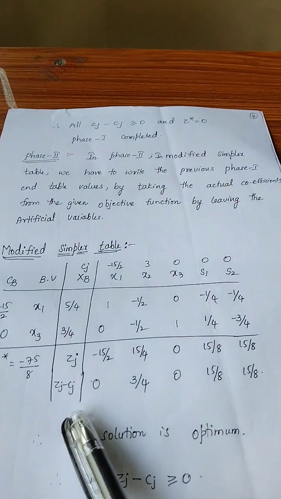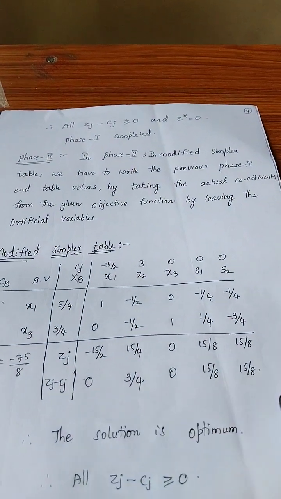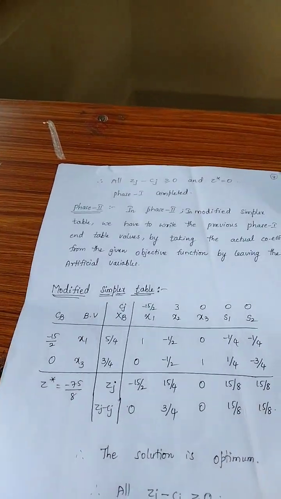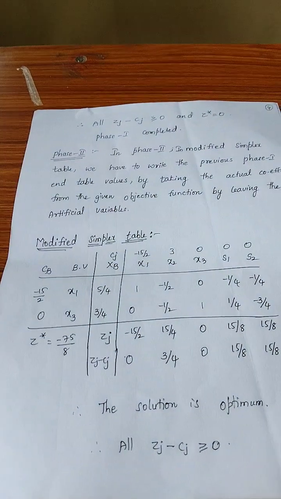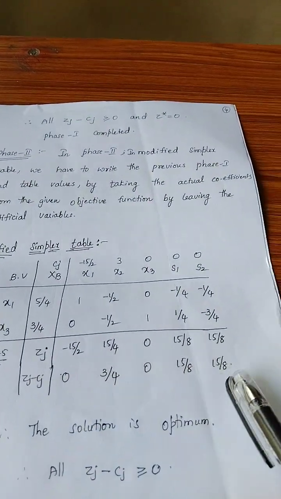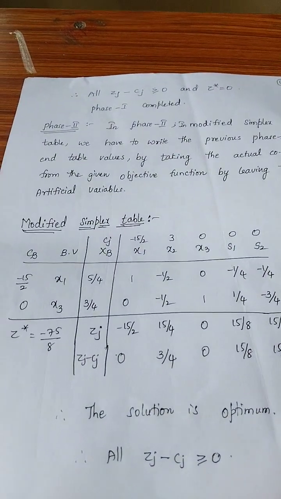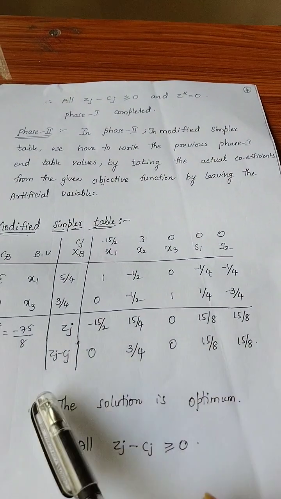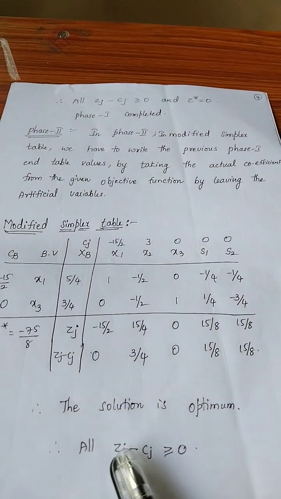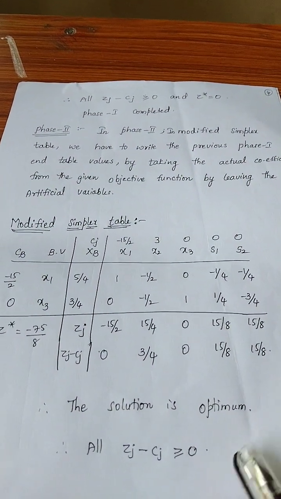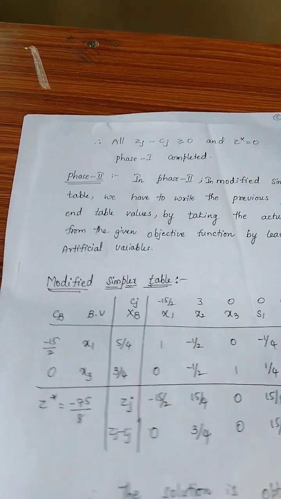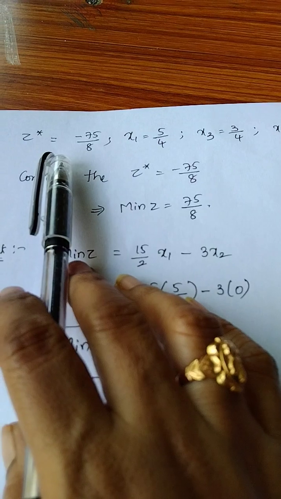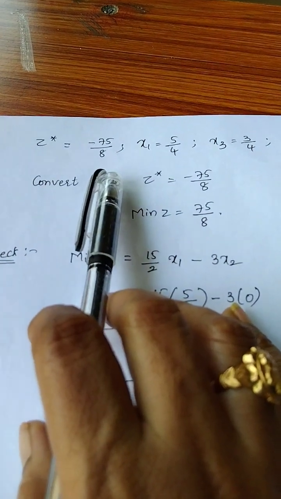Now you are going to find out Zj minus Cj. See, if they are positive, we are going to end this phase 2 also. If all the Zj minus Cj are not positive, again you have to proceed with the actual simplex table method. Okay. So the solution is optimum here. All the Zj minus Cj are greater than or equal to 0. So phase 2 is also completed. How much did you get for the value of Z star? Z star is equal to minus 75 by 8.